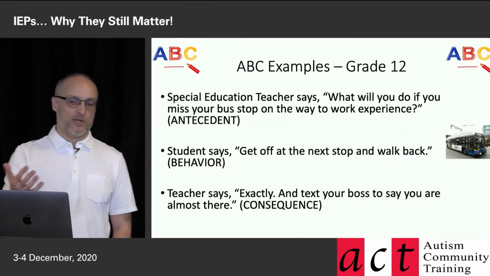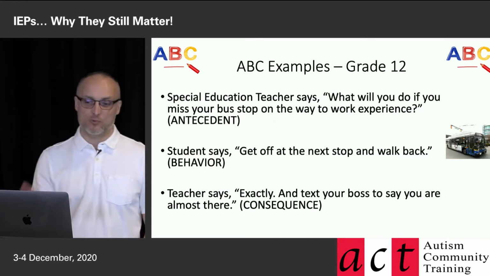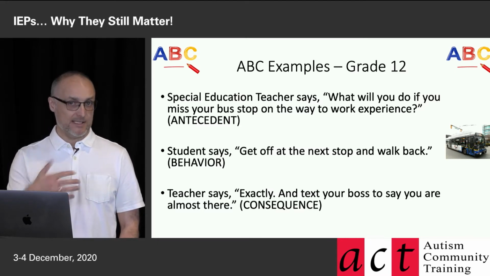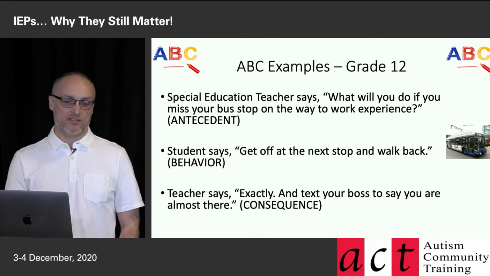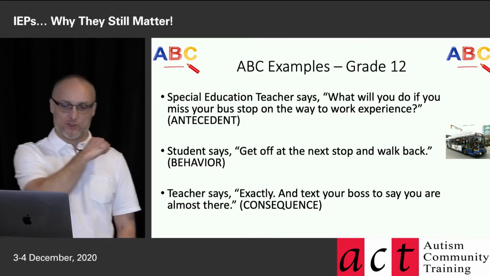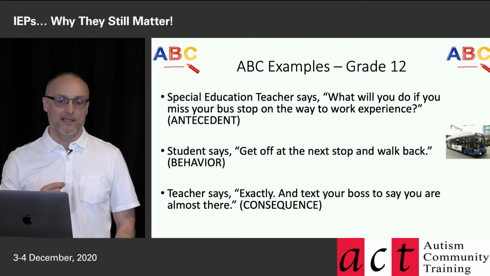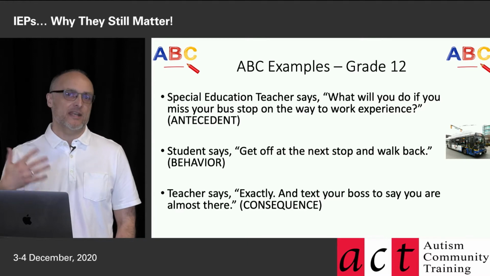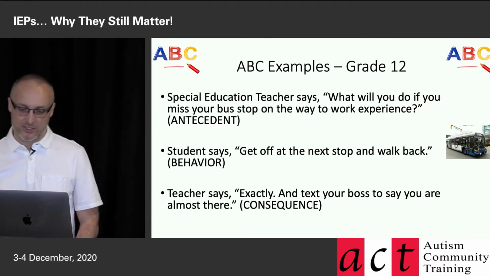Here's a student with autism in grade 12. The special education teacher says, what will you do if you miss your bus stop on the way to work experience? That's an antecedent, that's a question, a trigger. And the student says, I'll get off at the next stop and I'll walk back. And the teacher says, yes, exactly, good job, and also text your boss on the way back. Good problem solving, right? This occurs in the context of conversation and the natural flow, but it's still ABC interactions.